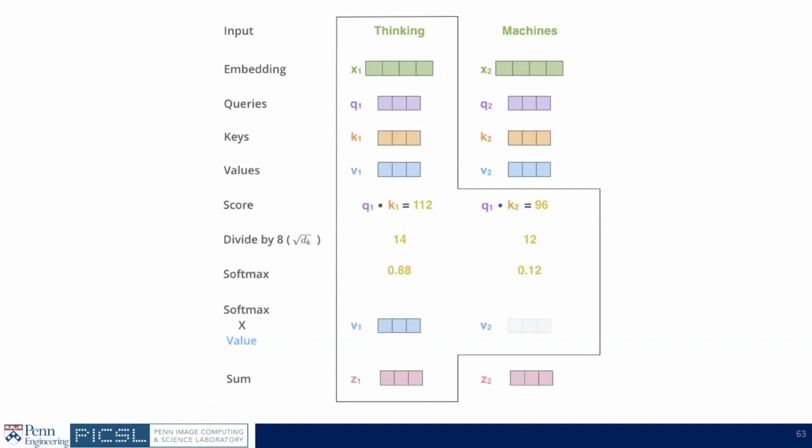Is there any physical relationship with the query, key and value, or is it just a set of three vectors? Exactly. So, yeah. Any questions or comments?